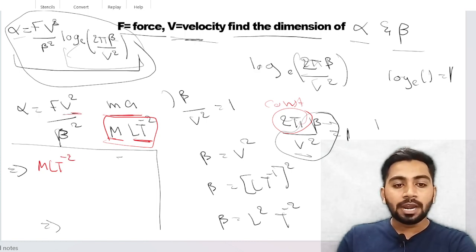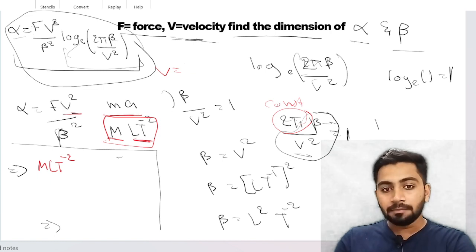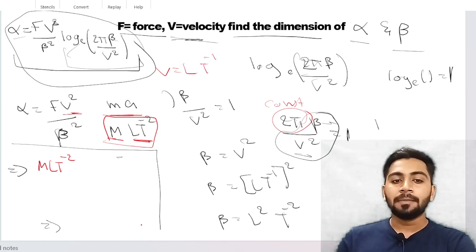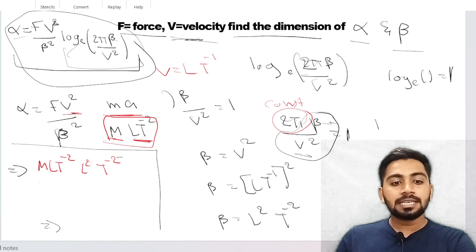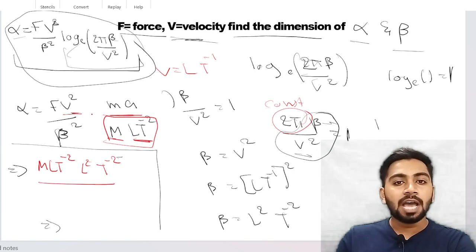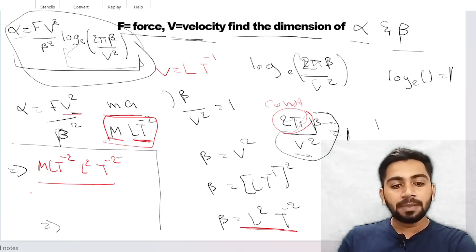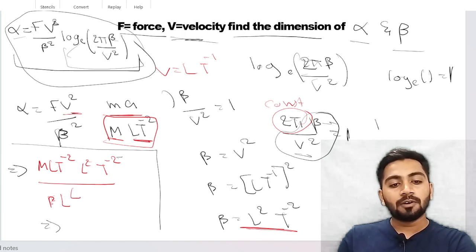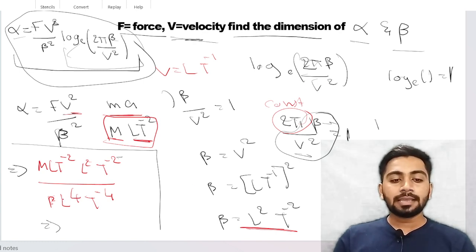Now the velocity square dimension they have given. Velocity is equal to distance by time. But here velocity square they have asked, which means L square t to the power of minus 2. Similarly, beta square they have asked. Beta, we have just now found the value, which means beta square becomes L to the power of 4 t to the power of minus 4. Now we can cancel some things.